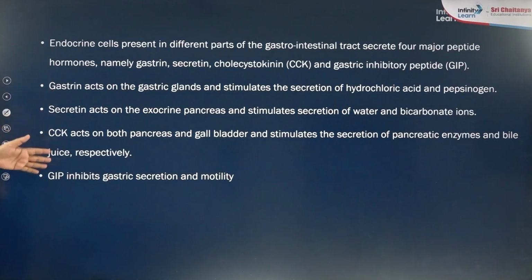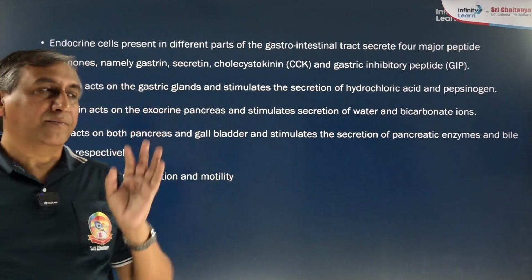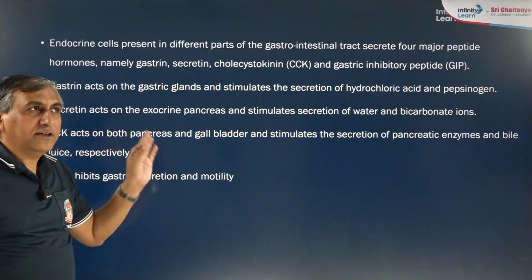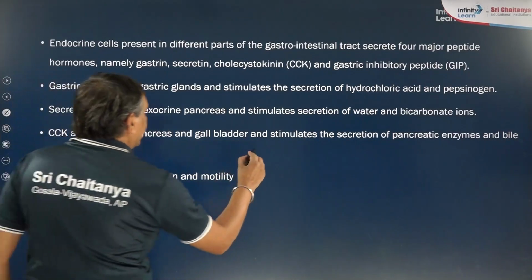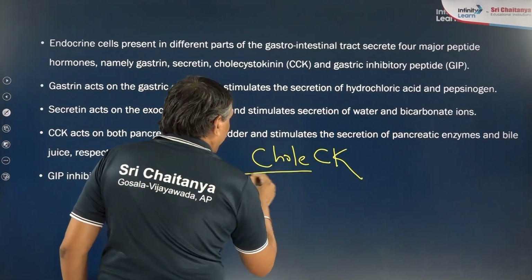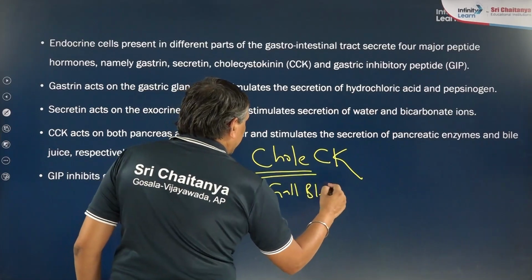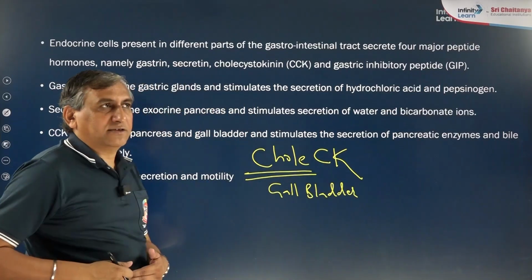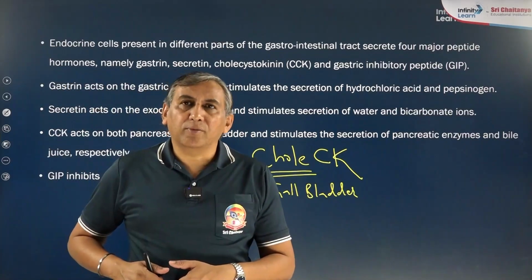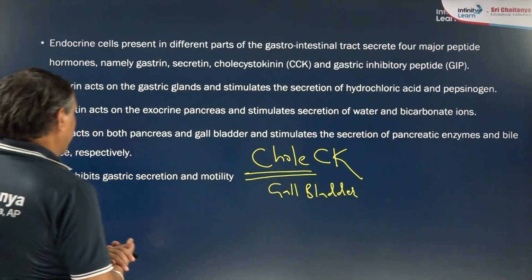Then again, the gastrointestinal tract, it is secreting a lot of hormones. Gastrin, secretin, CCK, cholecystokinin. What is CCK? Cholecystokinin. Chole term is used for the gallbladder. This you have to keep in mind. Cholelithiasis is stone formation in the gallbladder. Cholecystectomy, removal of the gallbladder.